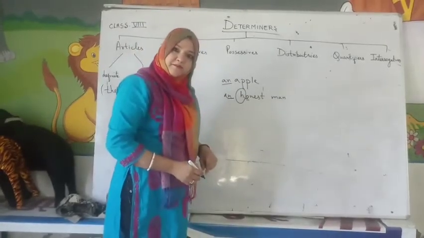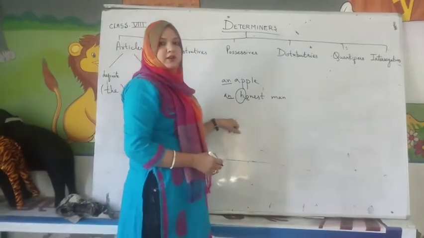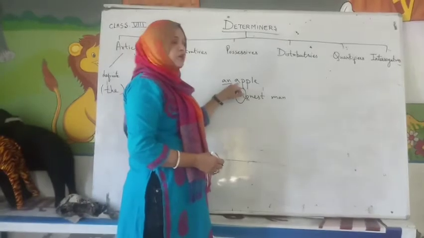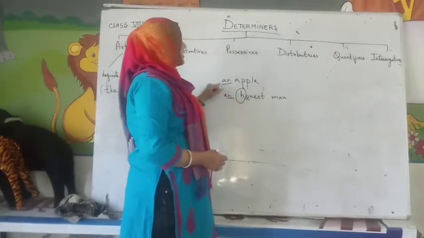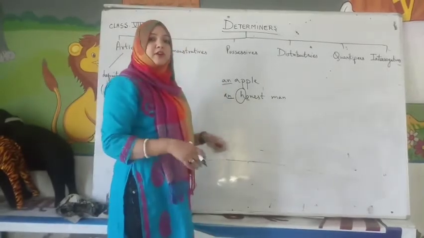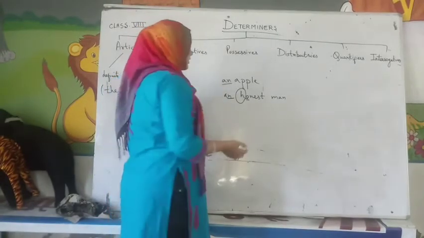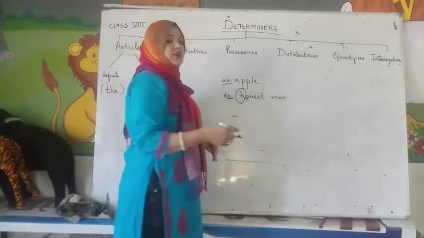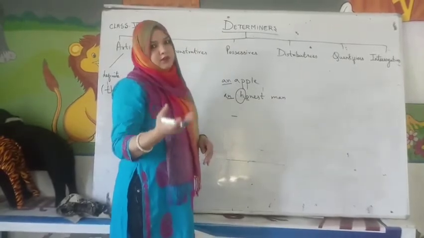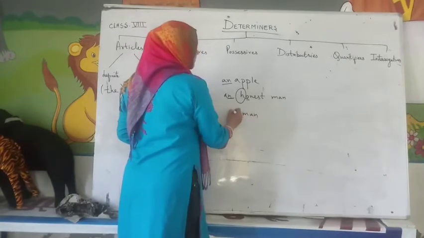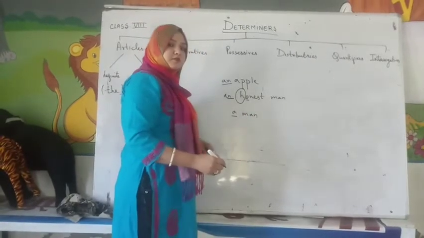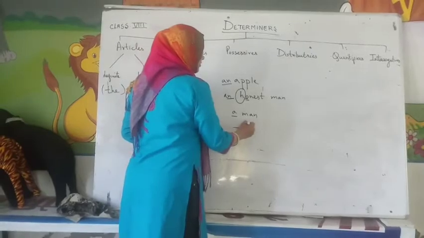Understood, everybody? So wherever you have a vowel, or you have the sound of a vowel at the start, there we will write an. So where do we write a? A is used where the word starts with a consonant, like man. A man. Yes?